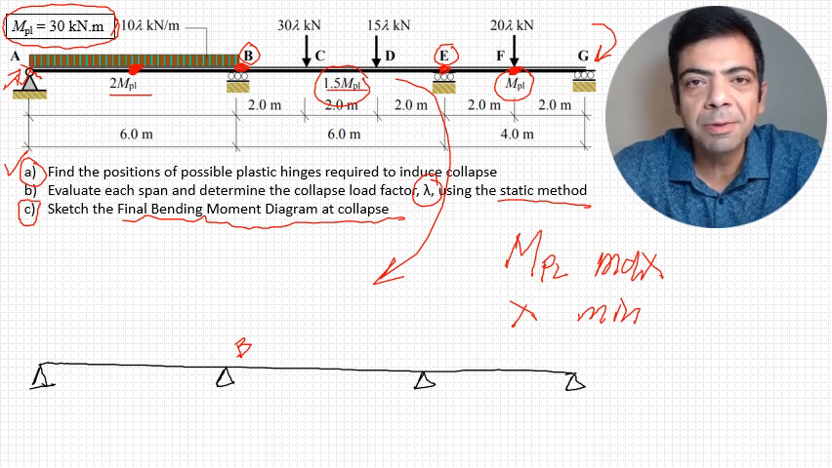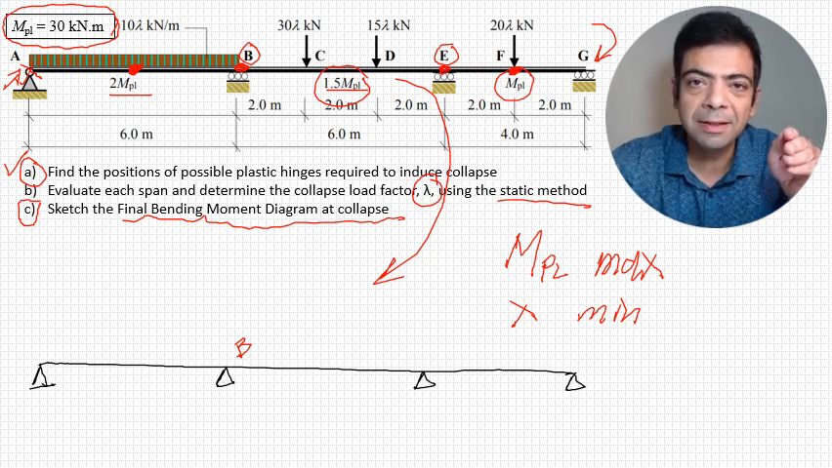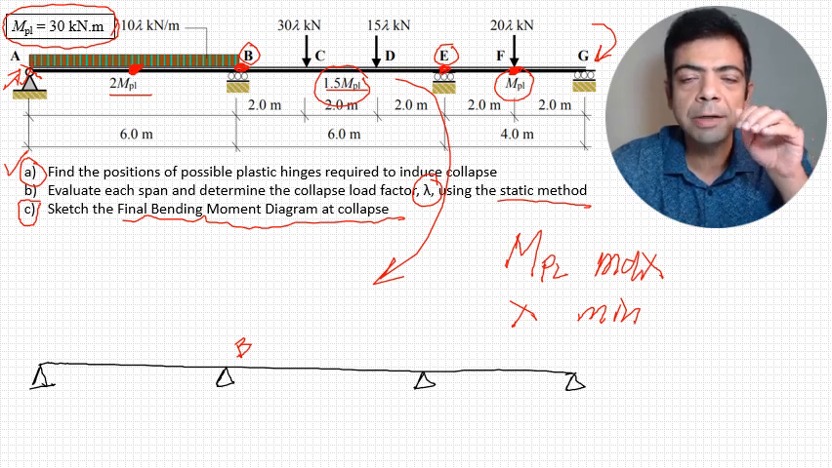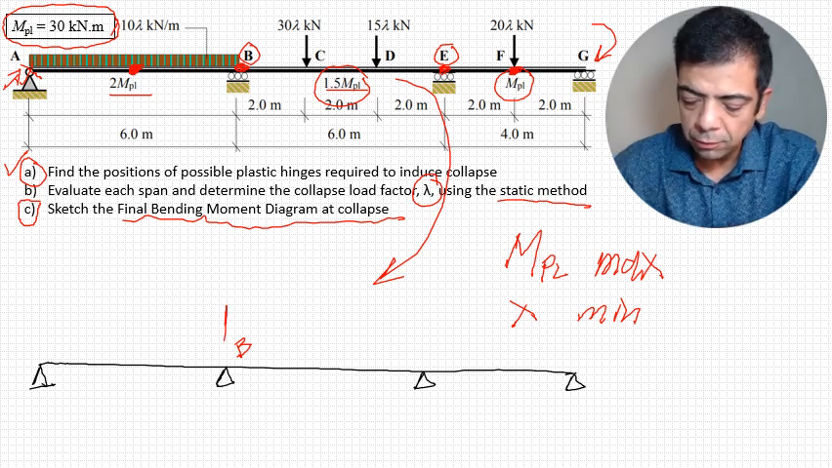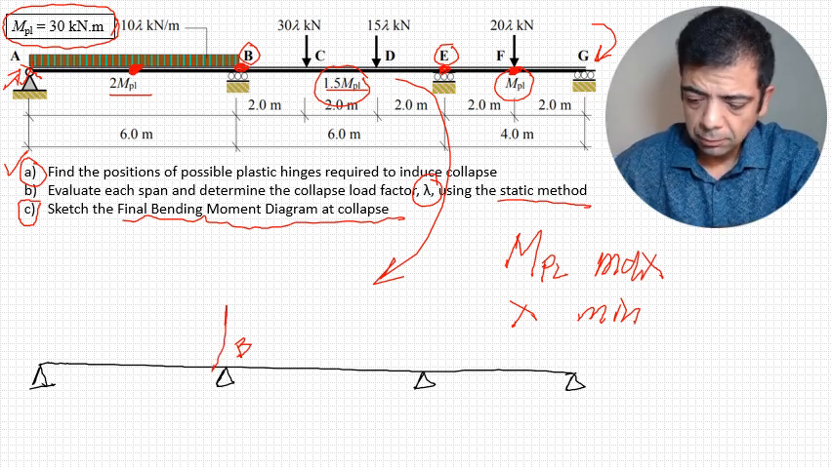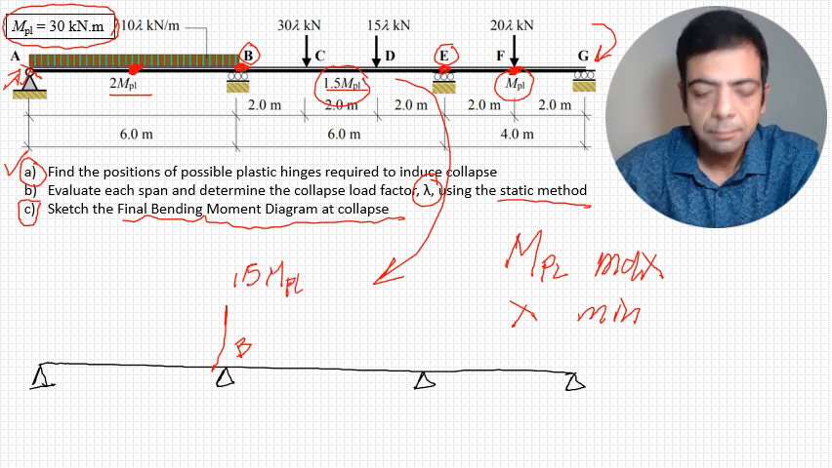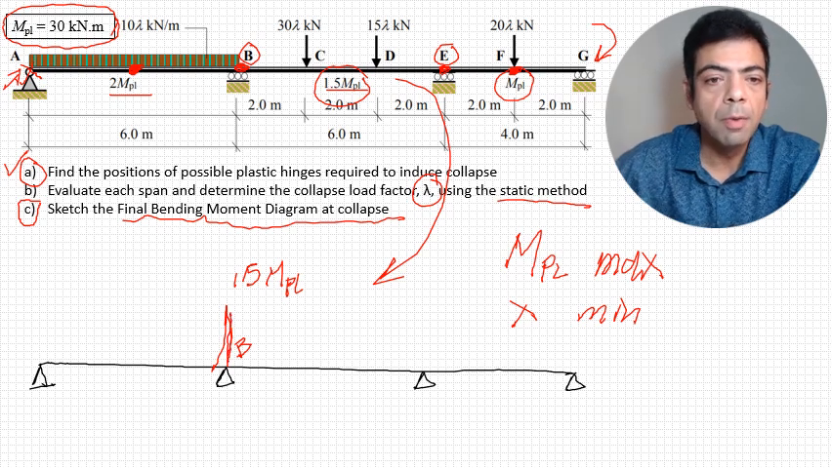I mentioned this before. At intermediate supports, we need to take the smallest M plastic because this value will be reached first. So the moment at B is going to be 1.5 M plastic. So we know that this is going to be the moment at B.